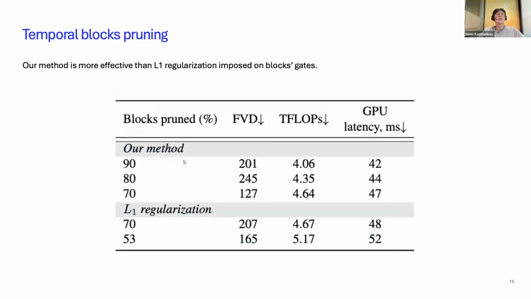As an alternative, as a baseline, you can think about just imposing L1 penalty on these 1 minus alpha values for each temporal block. But as we show in this table, it turns out that if you want to prune the same amount of layers, so basically if you want to prune 30% of temporal blocks, it turns out that our method with learned binary gates is much more effective.